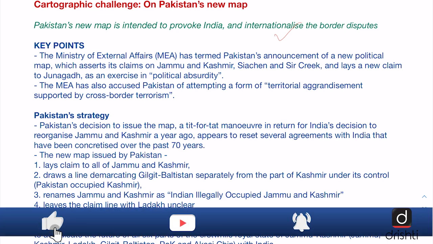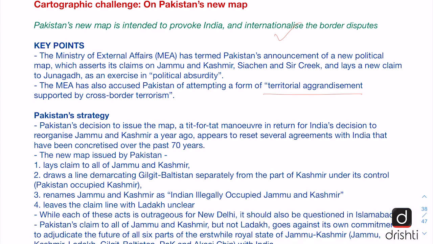The Ministry of External Affairs has accused Pakistan of attempting a form of territorial aggrandizement supported by cross-border terrorism, and also termed this exercise of releasing a new political map by Pakistan as an exercise in political absurdity. The editorial further says that Pakistan's decision to issue the map seems to be motivated by the events of August 5, 2019, when India had changed the status of Jammu and Kashmir and released new political maps, which showed the entire Jammu and Kashmir as part of India.